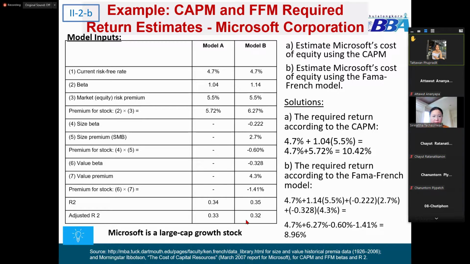Because it has a negative beta for the size beta, so it means it is a large cap stock. And for the value beta, it is negative, so it is a growth stock.